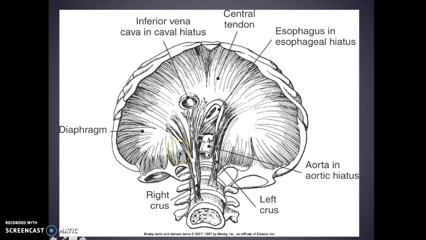So this is actually a picture looking at your diaphragm. So your diaphragm is large, as you know, and you can see you have a hole cut out for your inferior vena cava. You also have one for your esophagus, and they come down. Here's the hole for your aorta, and they come down and they attach to your spine. So it's called a crus. So you have your left crus and your right crus. Your right crus attaches lower than your left crus.